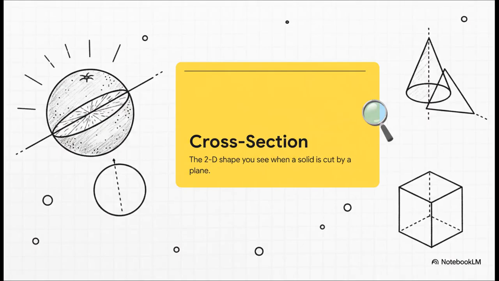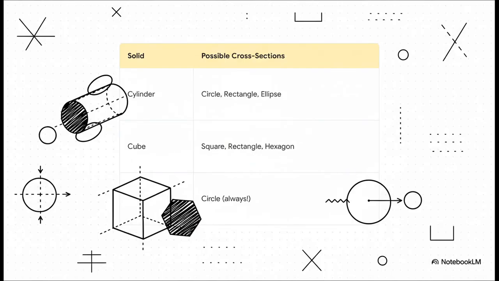The concept of a cross-section is really simple. It's just the 2D shape you see on the inside face after you've made a clean cut through a 3D object. If you slice a loaf of bread, each one of those slices is a cross-section of the loaf. And here's where it gets really fun. The shape you get totally depends on the angle of your slice.